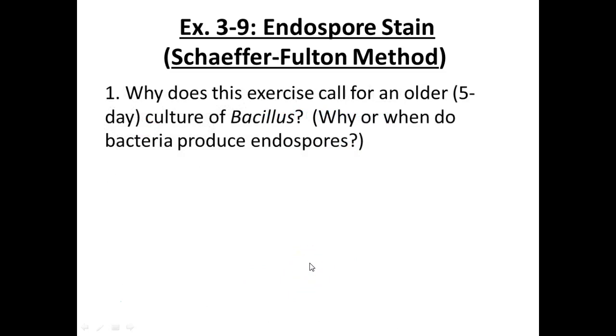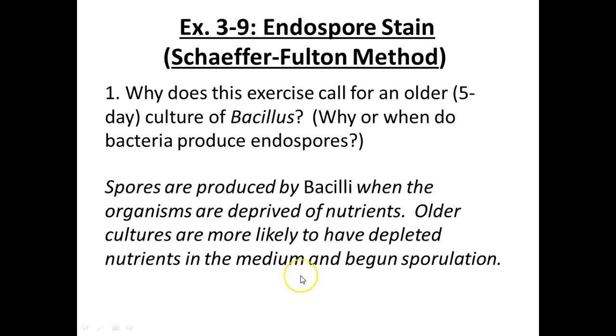Why does this exercise call for an older five-day culture? Why are they old? They run out of food, which means they're going to produce endospores. Conditions are harsh. That's why I used old cultures, so that we definitely have spores to stain. If they're fresh, most of them are going to be vegetative cells, and you're not going to have any spores to look at. So we need to encourage them to produce spores. One of the ways we do that is we grow them for a long time so they run out of food and they're starving.